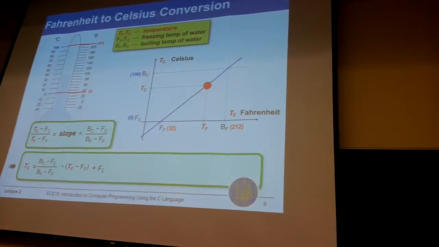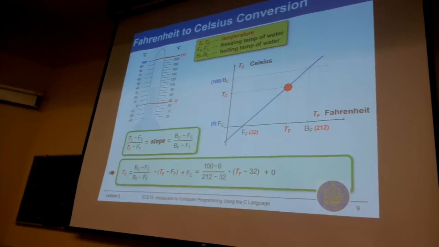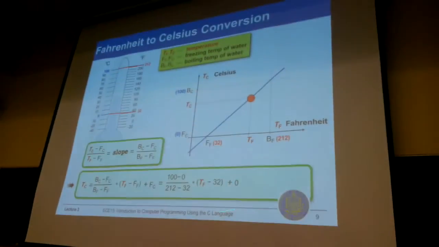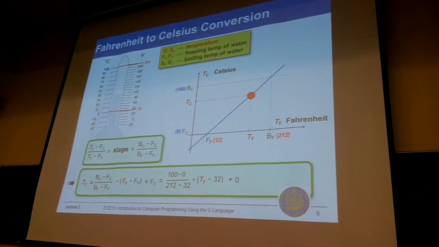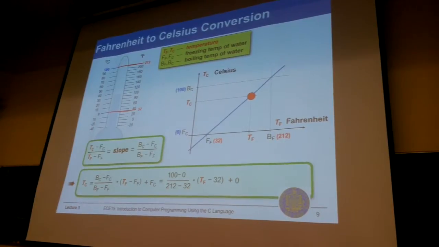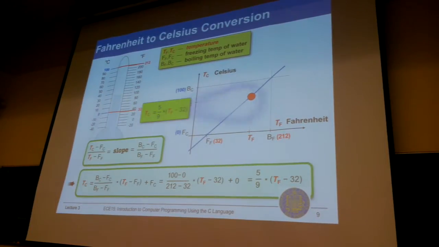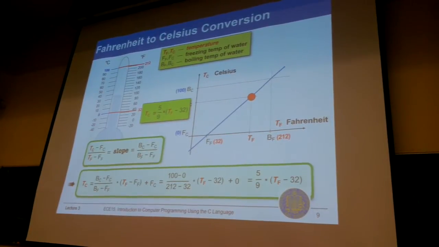is equal to this expression, right? And so let's work through this expression by adding in these known values. And when we do that, this simplifies to an equation you might have seen before. The temperature in Celsius is equal to 5/9 of the temperature in Fahrenheit minus 32. Right? Very simple equation. Now let's try to code up this equation in C.